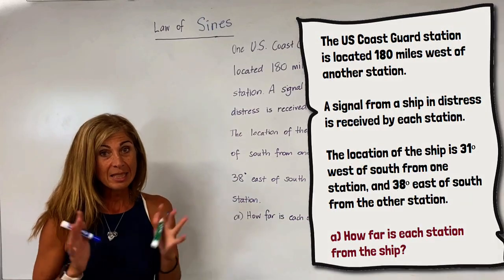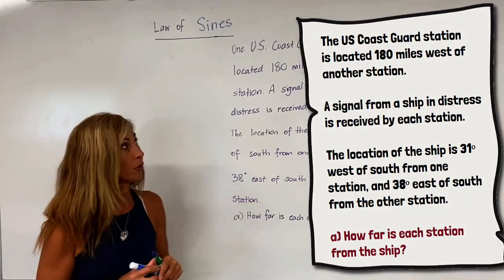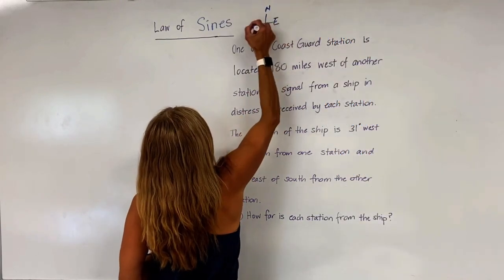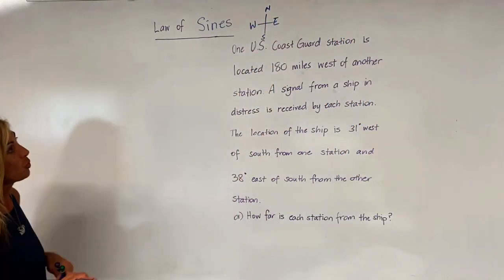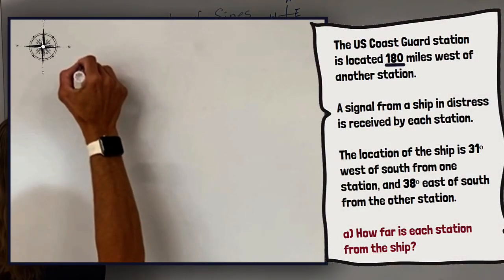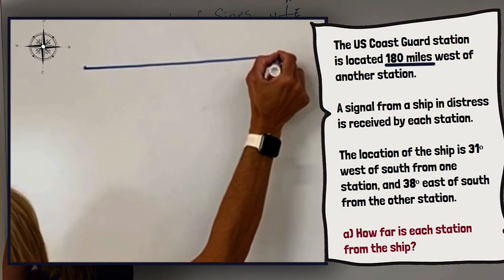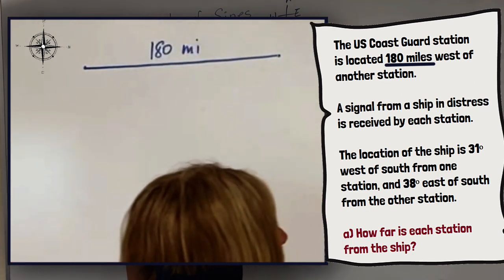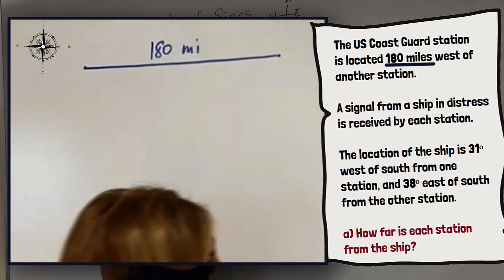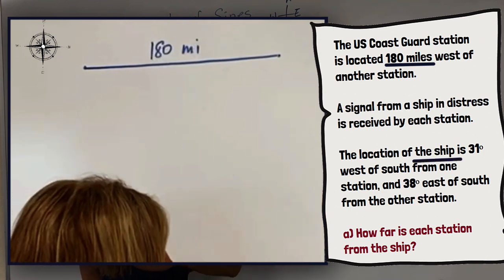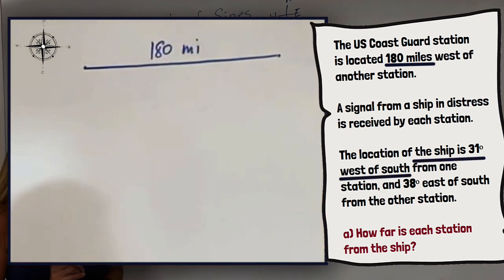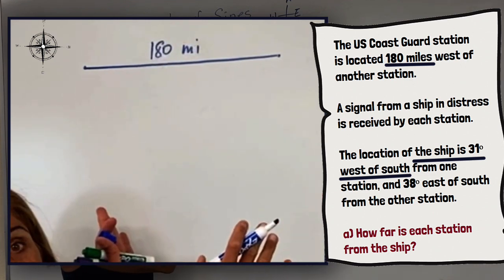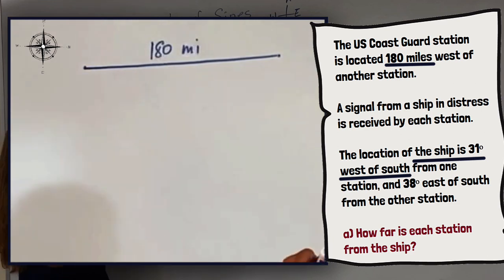So in order to set this up, we should draw a diagram. If we recall north, south, east, and west, we have the two stations 180 miles from each other. That's the first thing we can sketch. So there's that first piece of information. Second piece of information: the ship is 31 degrees west of south. So we've got to pay attention to which side that's going to correspond to.